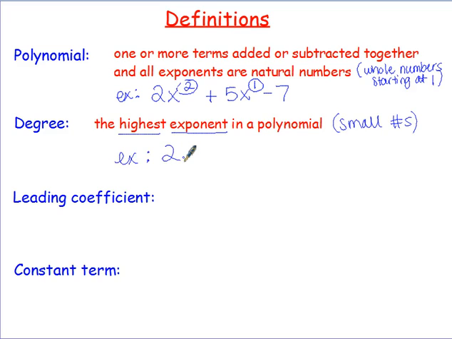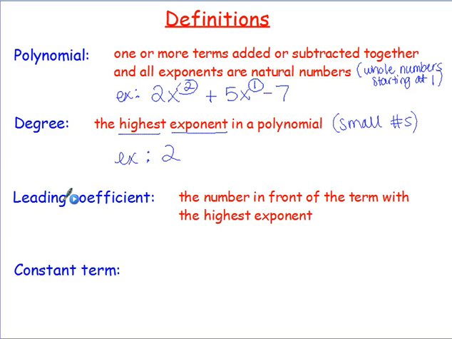The leading coefficient. The leading coefficient is the number in front of the term with the highest exponent. So the term that we were just using, okay, here's our highest exponent. It's the number in front of that letter. So that would be, obviously, the number 2. So this one, the leading coefficient, is the number 2.